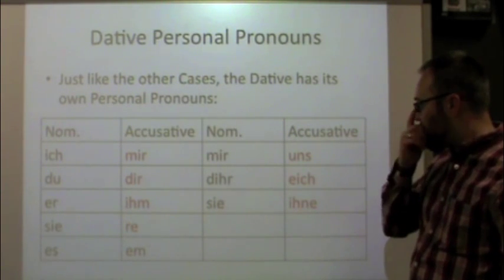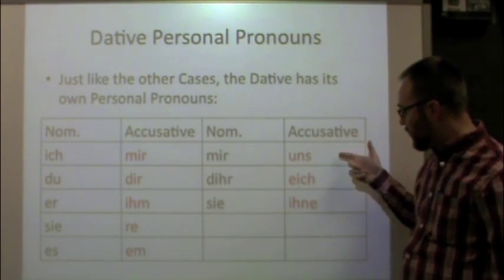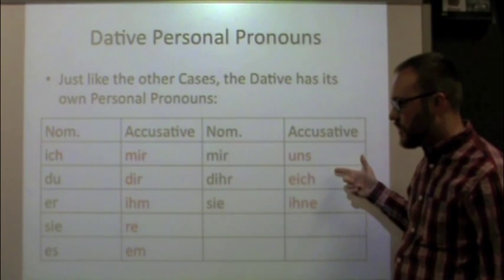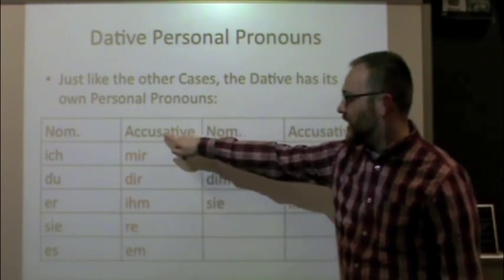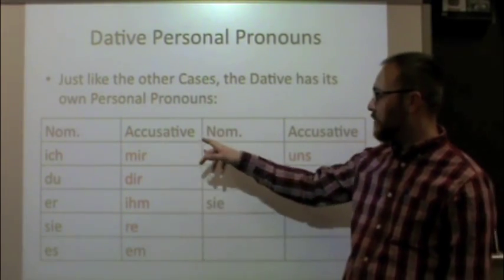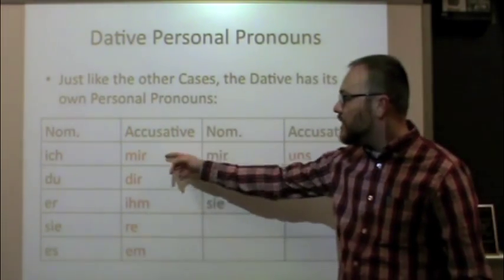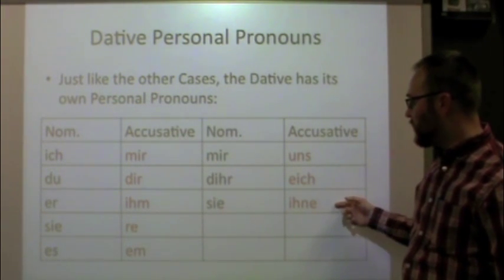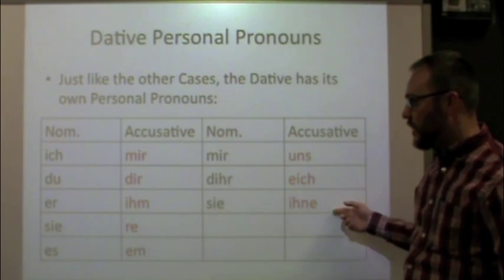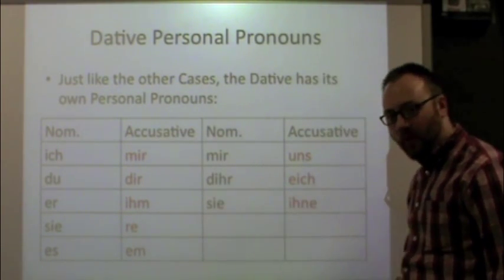Now, notice that some of them are the same as the accusative, like uns and euch. Those were the same as the accusative. The other ones are different from the accusative. Again, this should say dative. My apologies. Me, you, him, her, it, us, you guys, they. These are the dative forms.